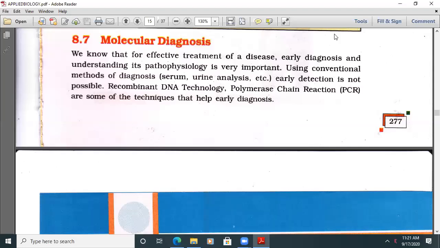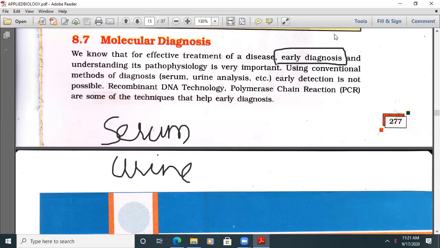Molecular diagnosis. We know that for effective treatment of a disease, early diagnosis and understanding its pathophysiology are very important. Using conventional methods of diagnosis like serum and urine analysis and blood tests, early detection is not possible in those cases.